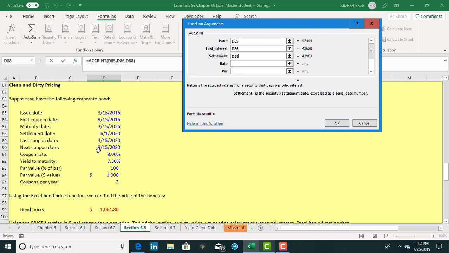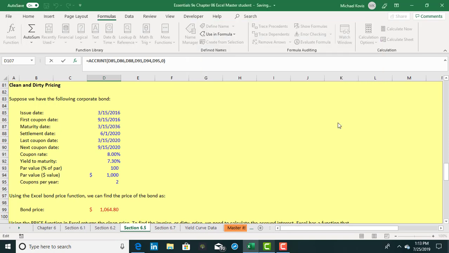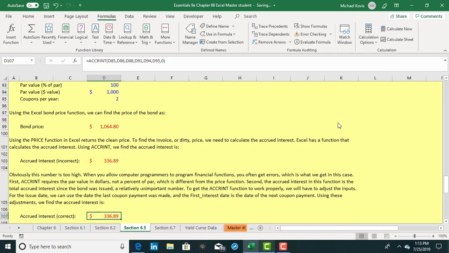Equal sign. Let's do that again. Do the last coupon, and then the first interest payment, which would be the next coupon, settlement, rate, par, and basis of 0. So that calculated our entire.